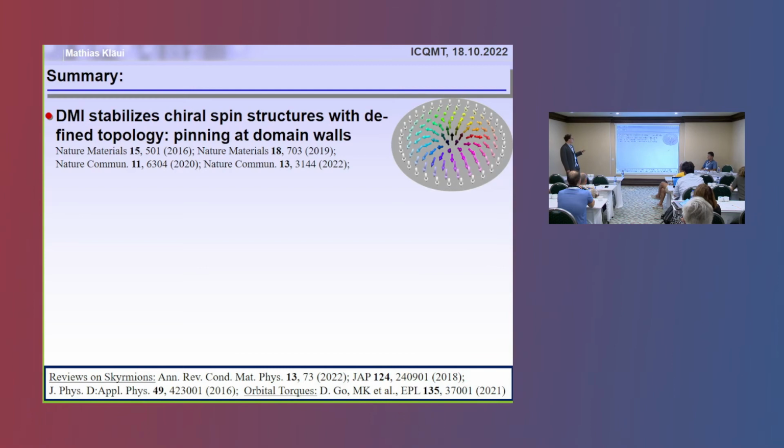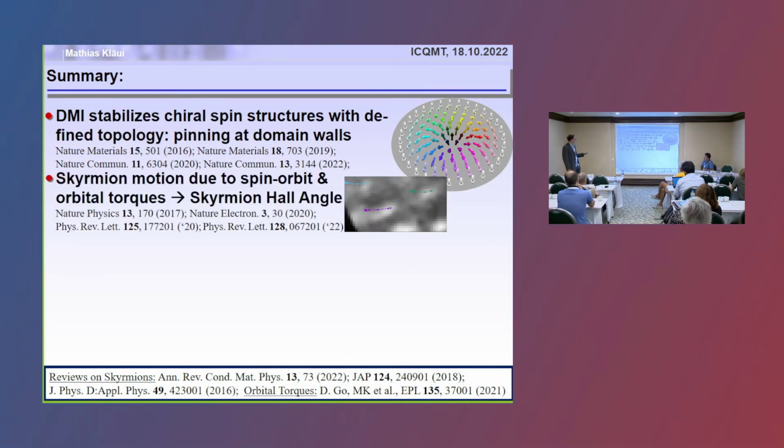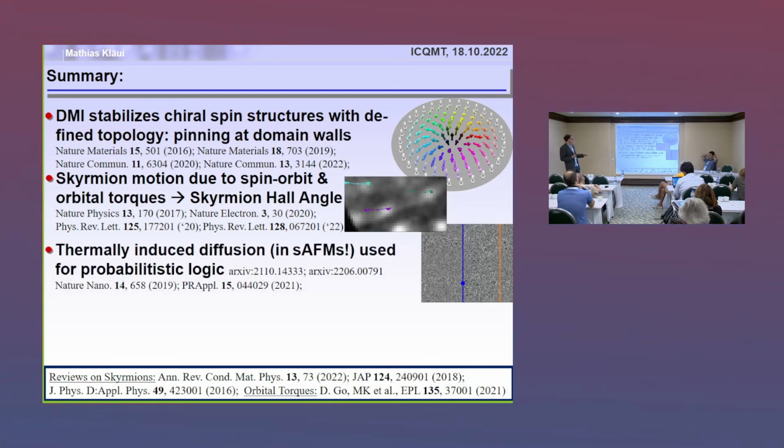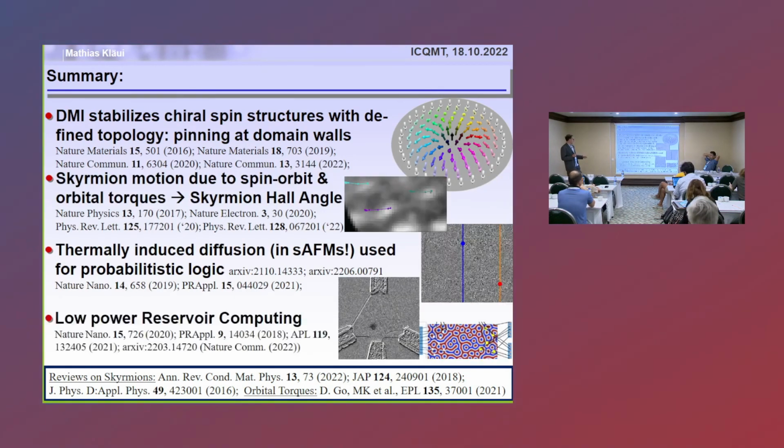And then to summarize, DMI stabilizes chiral spin structures with a defined topology. We find that pinning is at domain walls. Here are the papers. Skyrmion motion can be obtained due to spin orbit, but in particular orbital torques. We get the Skyrmion Hall angle and very efficient dynamics. We get this thermally induced Skyrmion diffusion, in particular in synthetic antiferromagnets that can be used for probabilistic logic. And we've realized low-power reservoir computing.